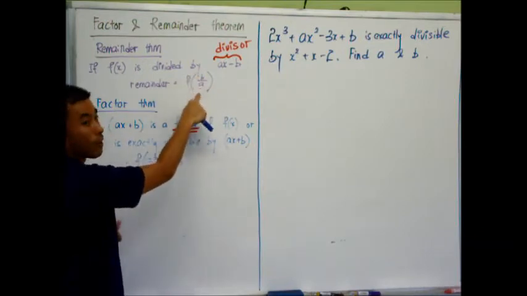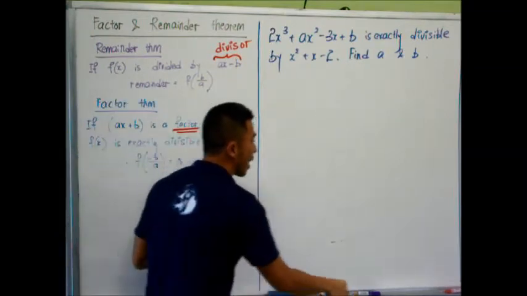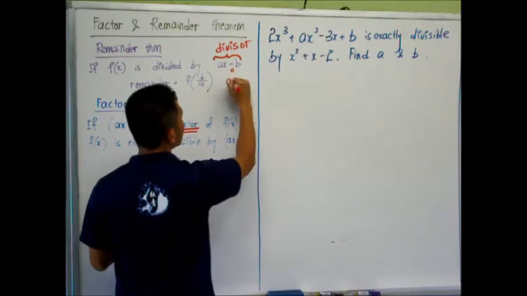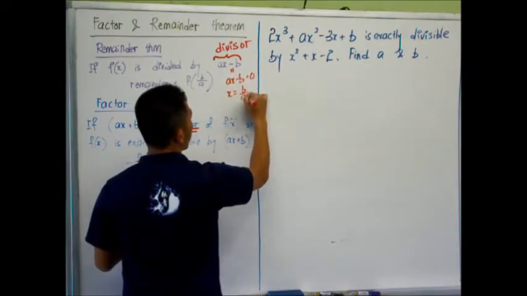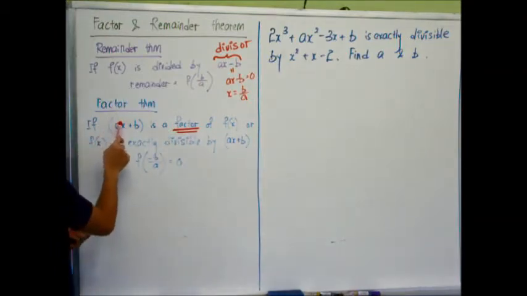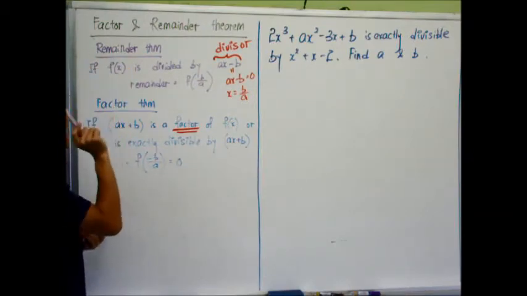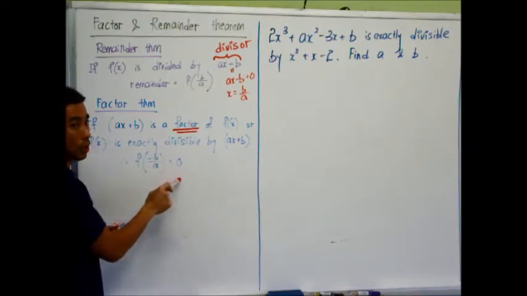How to find this b over a is when you equate the divisor to be equal to 0 and find the corresponding value of x. So in this case, ax minus b is equal to 0, x will give us b over a. Similarly, factor theorem actually taps on remainder theorem, except that for factor theorem, the end result, or rather the remainder, will always be equal to 0.